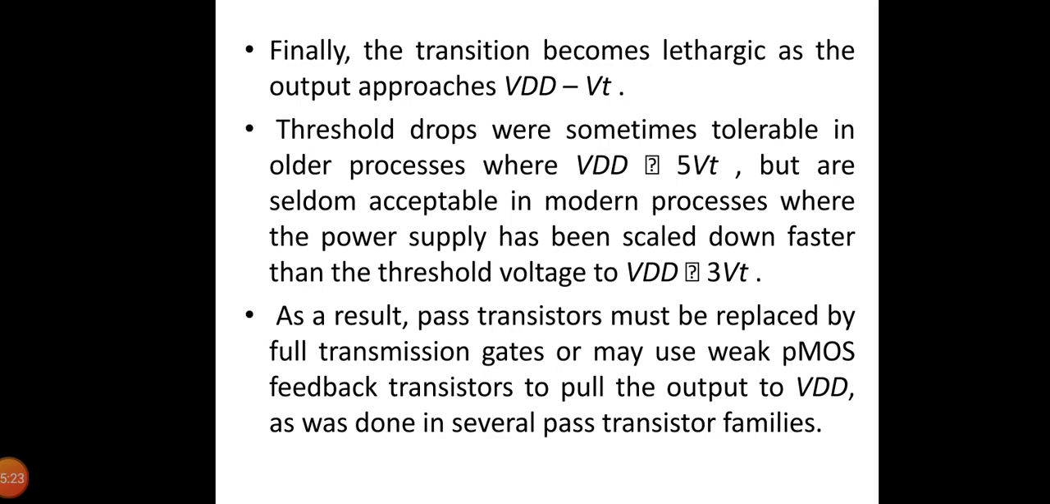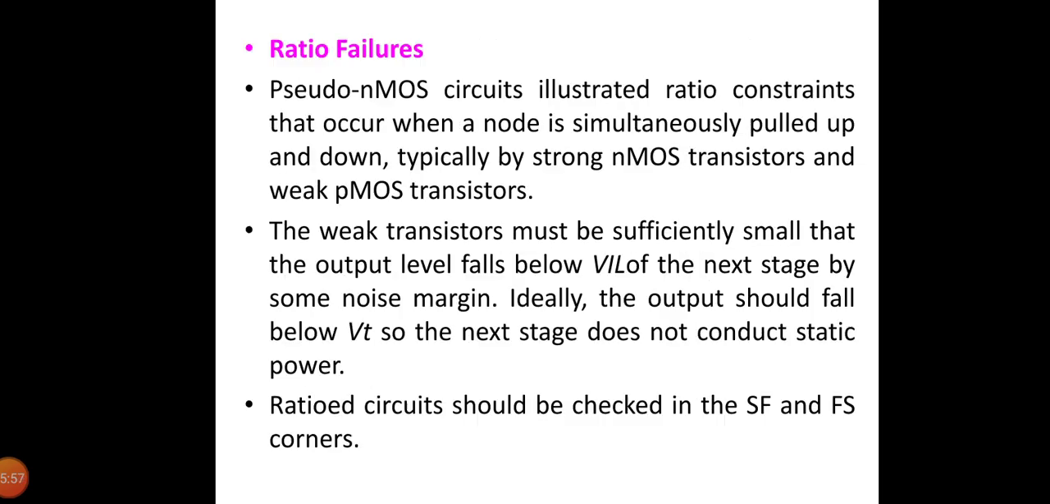Finally, the transition becomes lethargic as the output approaches VDD minus VT. The threshold drops were sometimes tolerable in older processes where VDD is greater than 5 VT, but are seldom acceptable in modern processes where the power supply has been scaled down faster than the threshold voltage to VDD greater than 3 VT. As a result, the pass transistors must be replaced by full transmission gates or may use a weak PMOS feedback transistor to pull up the output to VDD, as was done in several pass transistor families.